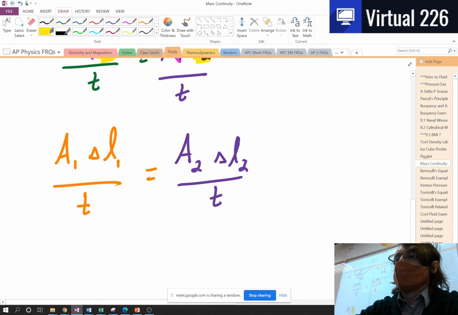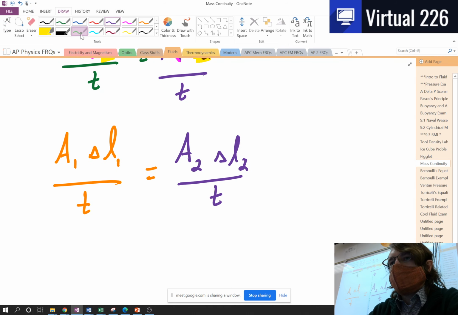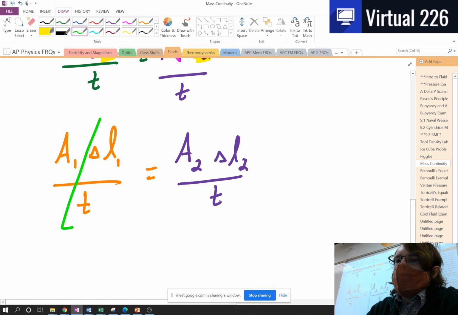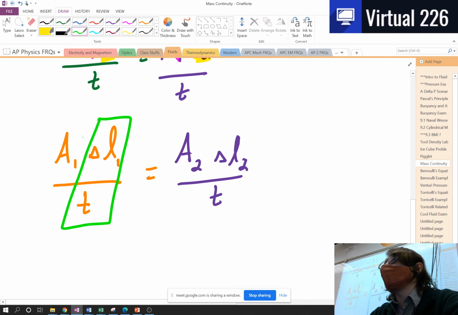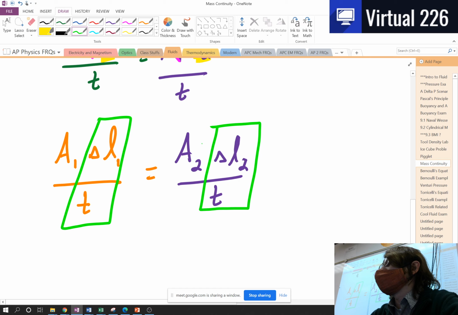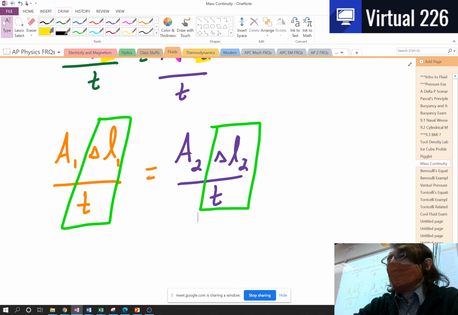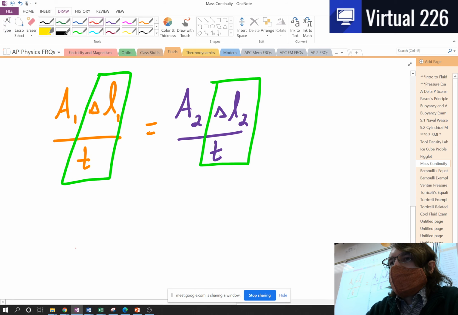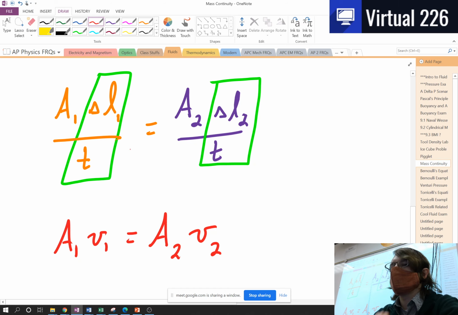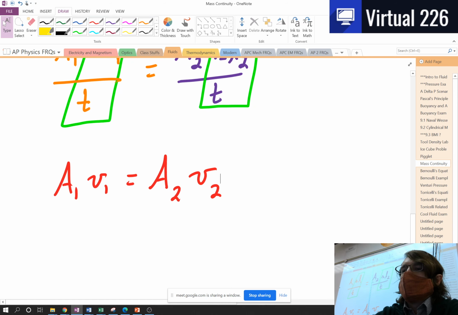Okay? Now, a really cool thing we can do at this point is to recognize the following. Delta L over T, that's a change in distance or displacement, so meters, divided by time, seconds. Meters per second? What? Do my ears deceive me? We know what that is. That's a speed. So we could just rewrite this as saying A1 V1 equals A2 V2. And this is our mass continuity equation.